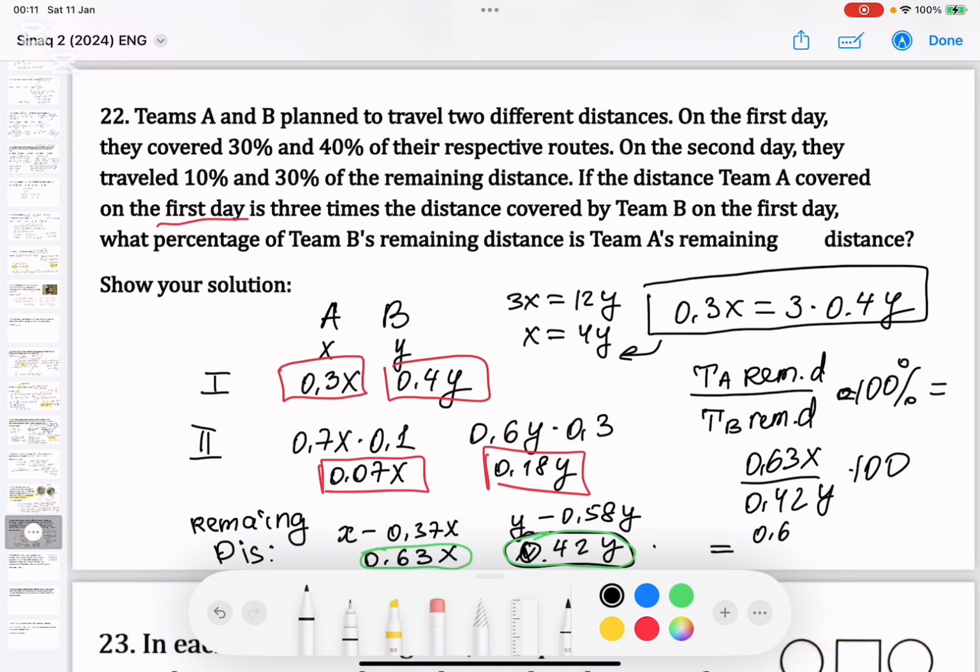And that's it. We can substitute 4y instead of x in this ratio. So 0.63 times 4y divided by 0.42 times y times 100. We can cancel out the y's. We multiply by 100, so 63 over 42, and eventually I can divide by 7. We're going to have 600%.